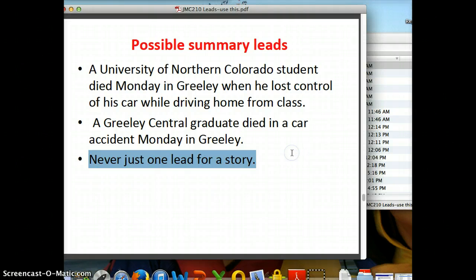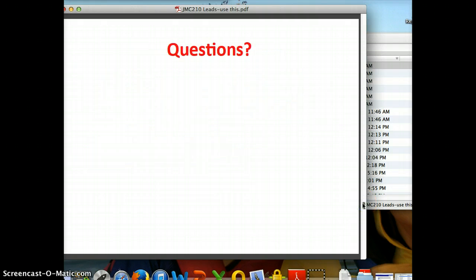Now, there's never just one lead for a story, so yours is a little different. That's okay. Remember to follow the conventions I talked about, though. Okay, if you have questions, I want you to email me or stop by my office. This is very important. How to write a summary lead is very important.